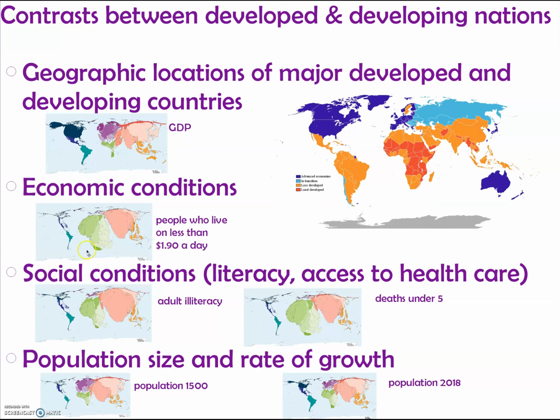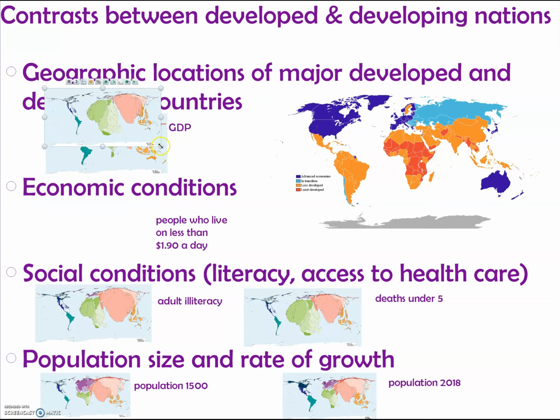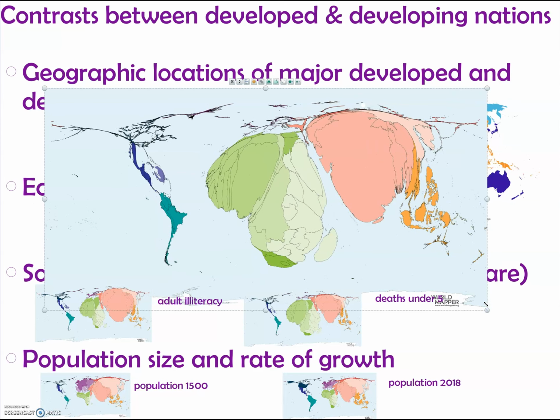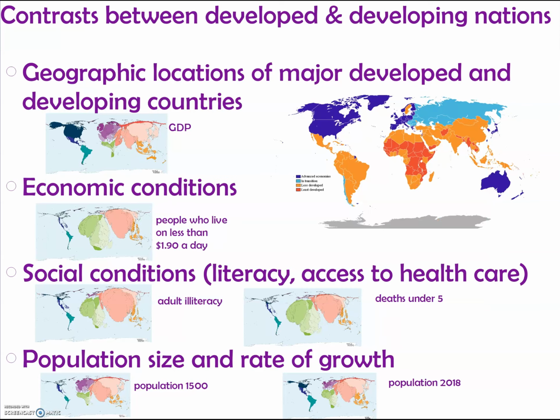As opposed to this particular map, which shows economic conditions. This is people who live on less than $1.90 a day. 1.9 times 365 is less than $700 a year. And you can see that this is India, right? And these African countries, that's where the countries are the poorest, which I think makes a lot of sense.